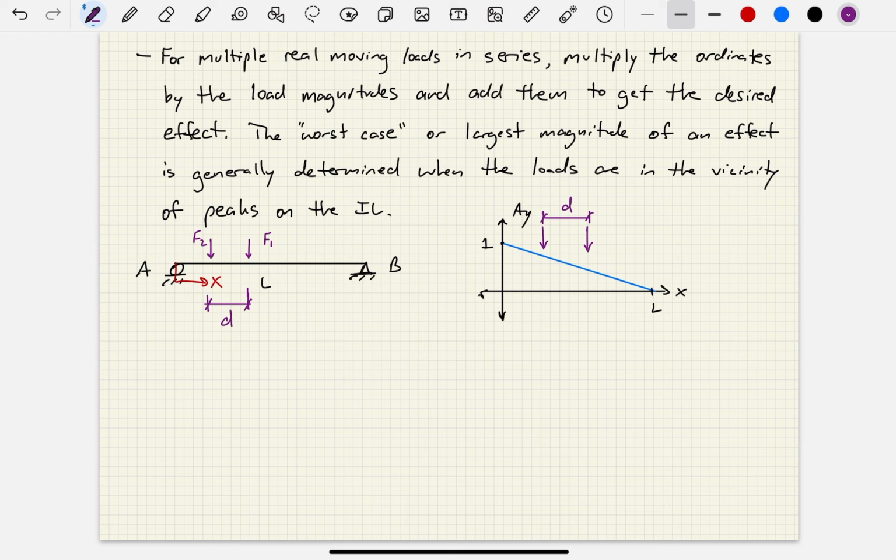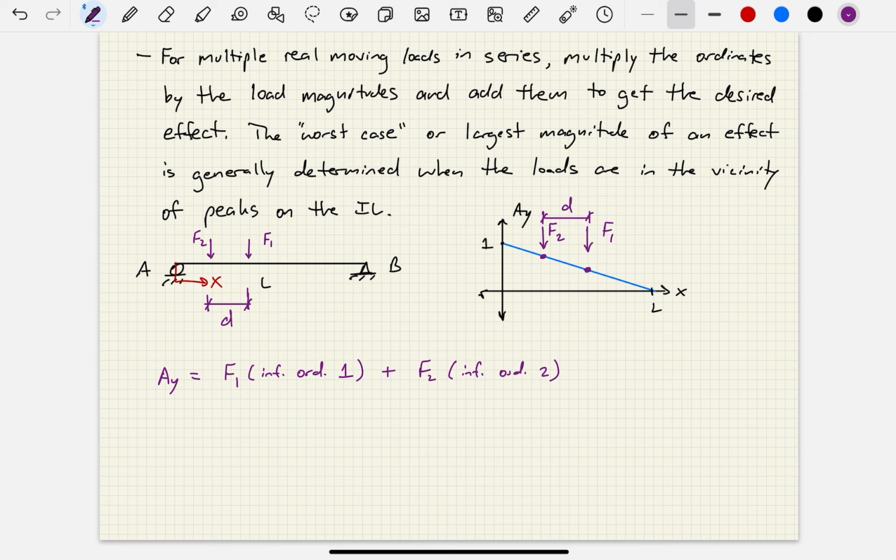And then what we do is we multiply F1 by this influence ordinate, and then we multiply F2 by this influence ordinate, and we add them together, okay? So what we can do is we could say, for example, AY is equal to F1 multiplied by influence ordinate 1 plus F2 multiplied by influence ordinate 2, and you see we add them together.